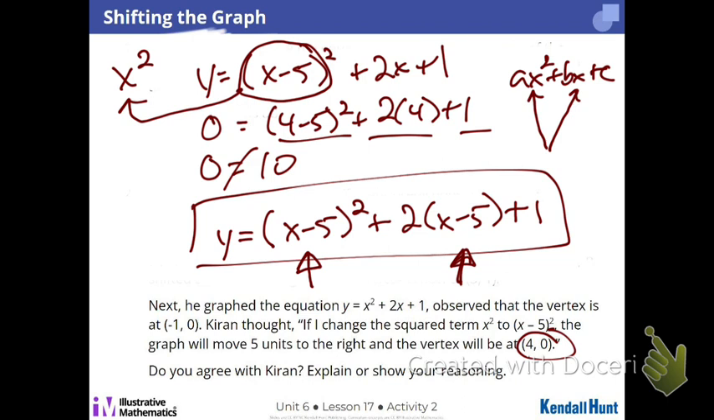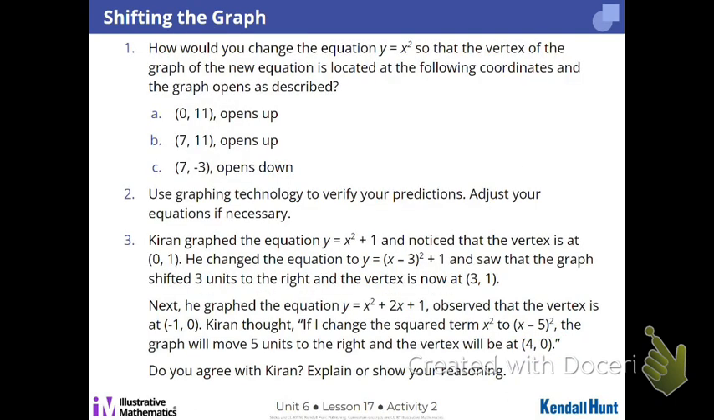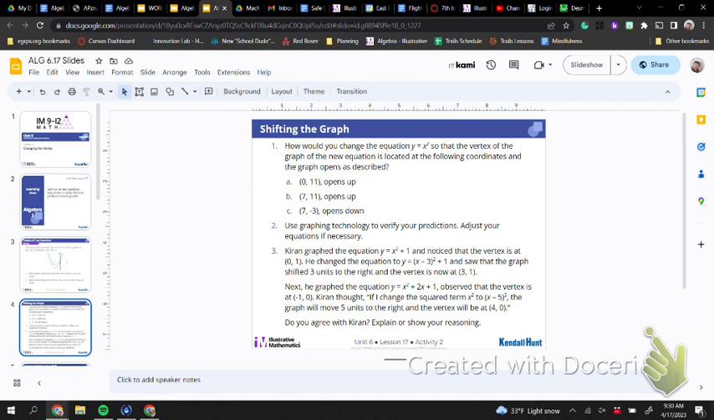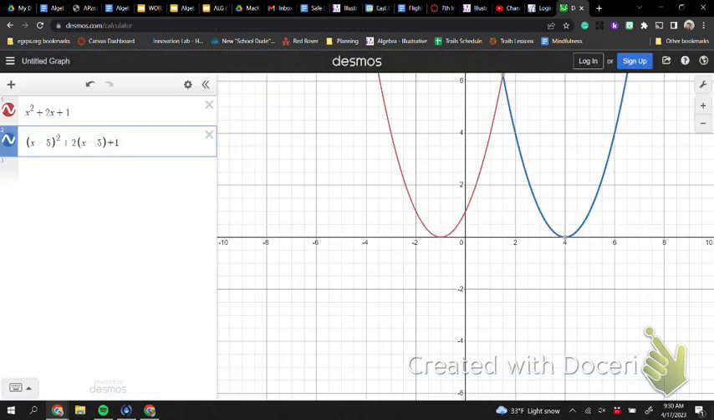I'm going to prove it to you. I brought it up on Desmos. Let me see if I can get that to show up here for you. Boom. So here's my original function, x squared plus 2x plus 1. Everybody see red? Okay. And my vertex is all the way over here at negative 1, 0. 5 right, check it out. X minus 5 and x minus 5 for both x's shifted me 5 right, all the way over here to 4, 0.